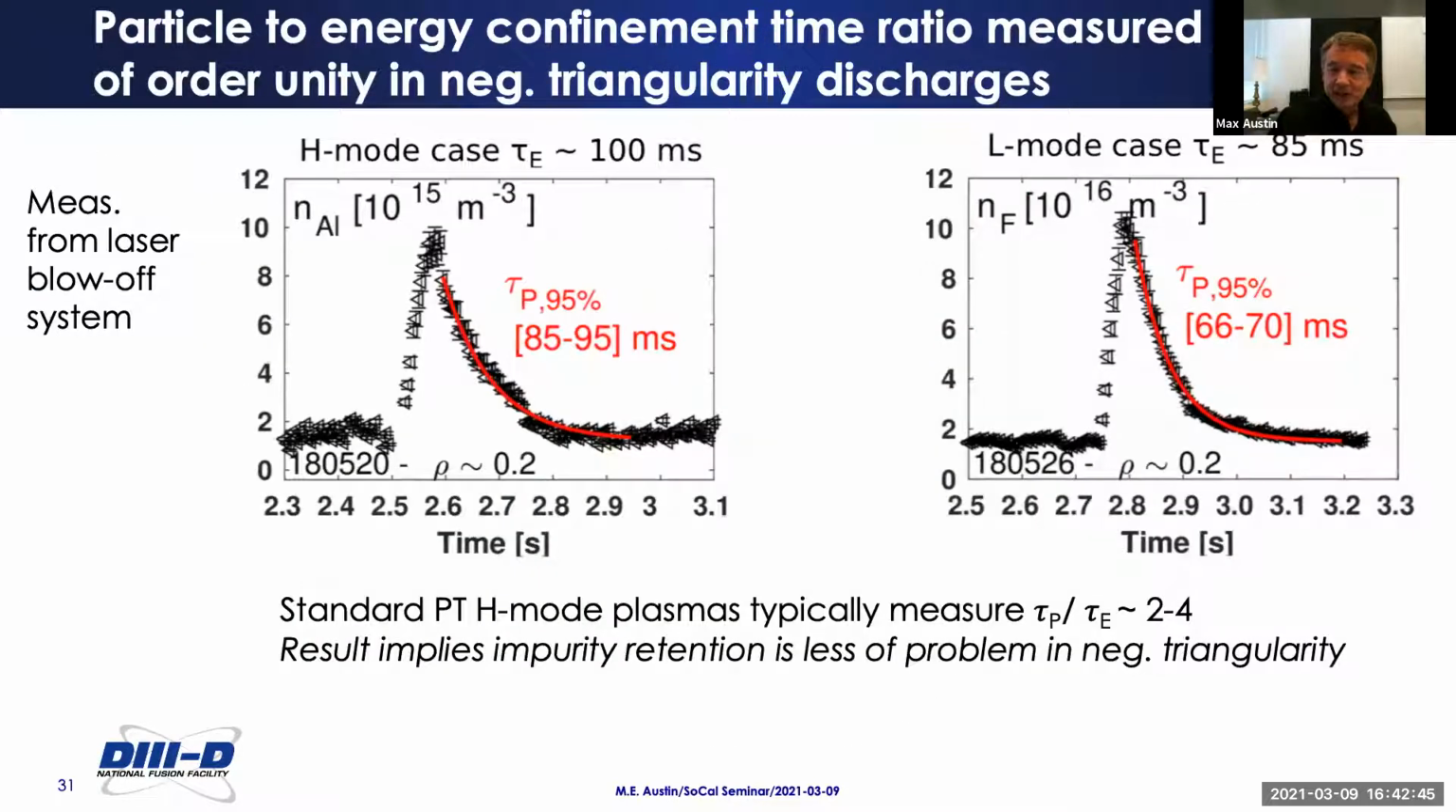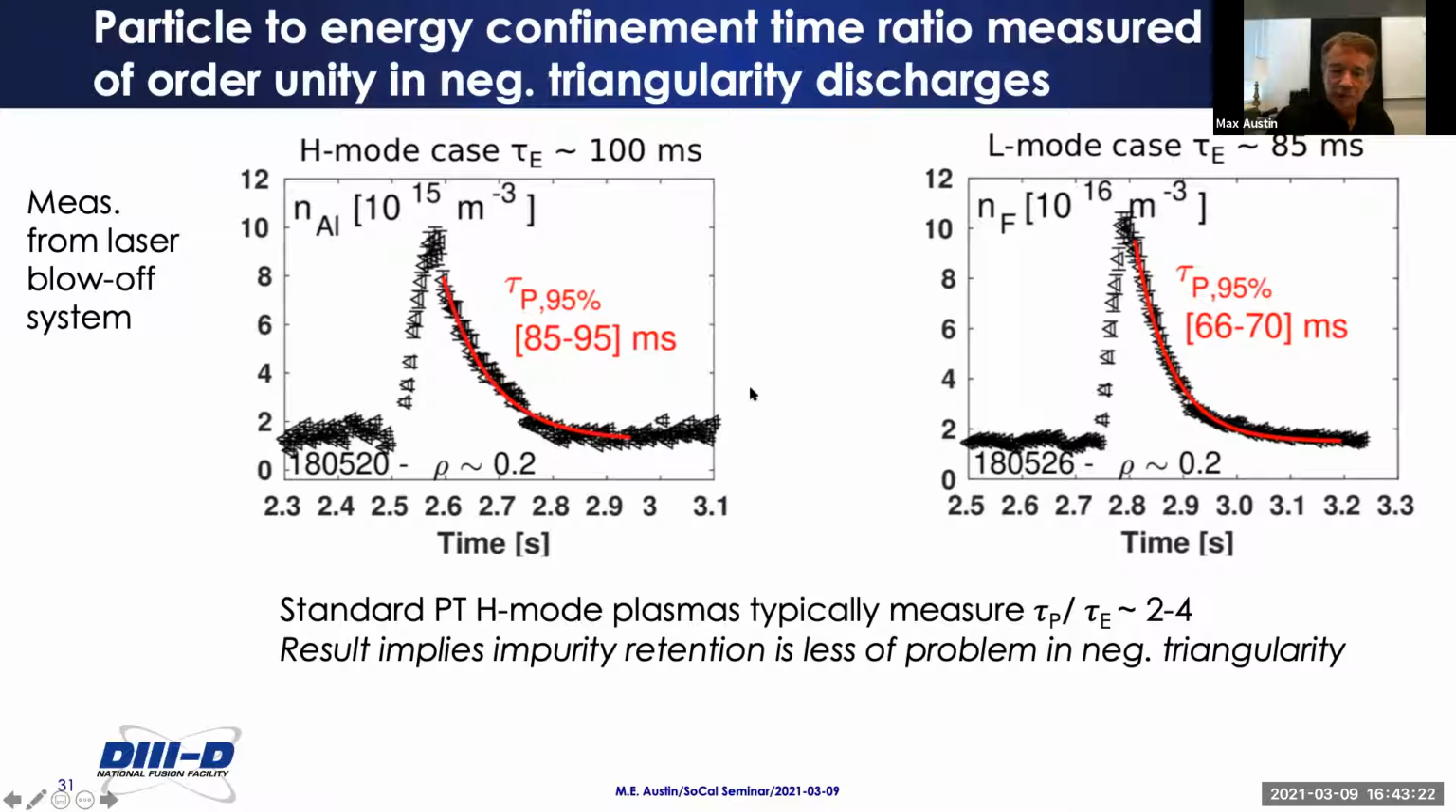And similarly, we also measured, and this is something I hadn't really talked about yet, a key thing about reactors, of course, which is impurity retention with the H mode transport barrier. You can have problems with impurities getting retained and sucked into the plasma. So in these discharges, there were injections both of aluminum, shown here on the left, and fluorine, shown on the right. And this is the characteristic particle confinement time derived from the fits of these.